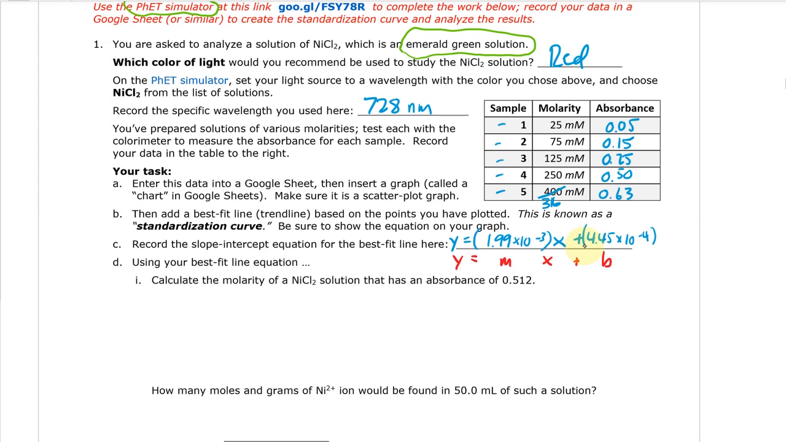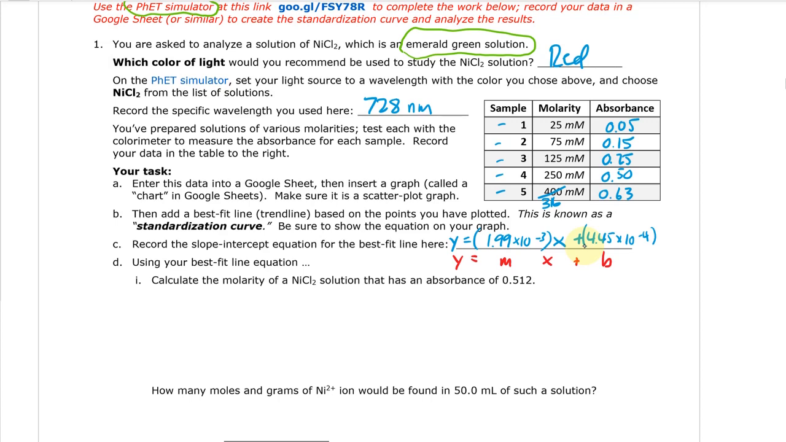And there's so many places in science where that slope-intercept graph is actually in play. We use it all the time and we don't even recognize it. But that's y equals mx plus b for this graph. Now it says, using your best fit line equation, calculate the molarity of a nickel chloride solution that has an absorbance of 0.512. Now you look at this and say, what? I don't have any of that information. This isn't anything like absorbance and molarity. What are you talking about?